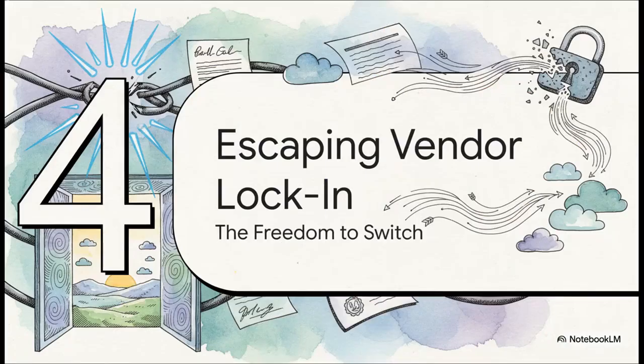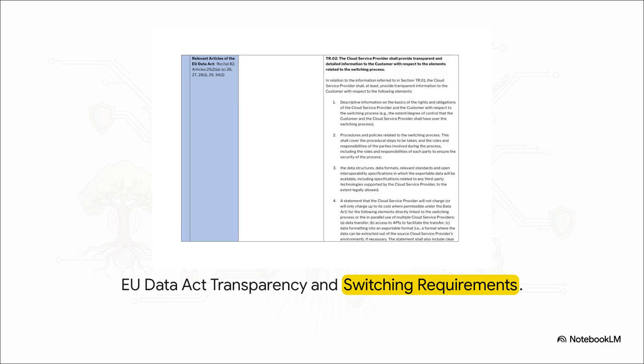Let's move to the fourth section, escaping vendor lock-in, and how this framework builds a literal escape route. Crucially, the CISPE framework isn't just operating in a vacuum here. It maps directly to the European Data Act. When we look closely at the framework's controls, we see how it guarantees transparent switching policies. Before you even sign a contract, the cloud provider absolutely must give you clear, understandable information on exactly how you can leave their service. That includes data formats and specific procedures.